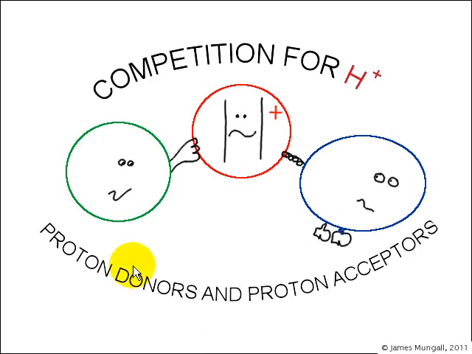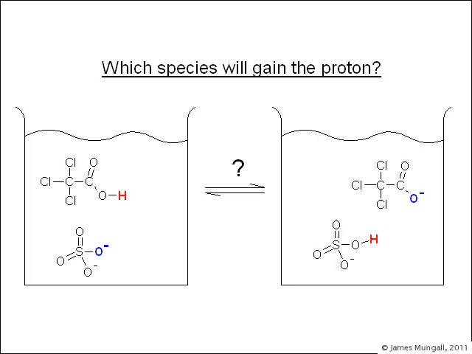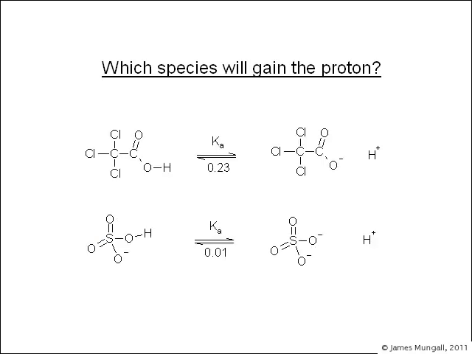So now we're going to think about acid-base chemistry as competition for H+, or proton donors and proton acceptors. What we want to be able to do is look at two molecules and say which species will gain the proton and which one will lose the proton. So in this example, either the H+ is bonded to the organic acid or to the sulfate group, but we will use the Ka values of these acids to work out which way this equilibrium will lie. So Ka for the organic acid is 0.23, and that for the HSO4- is 0.01.